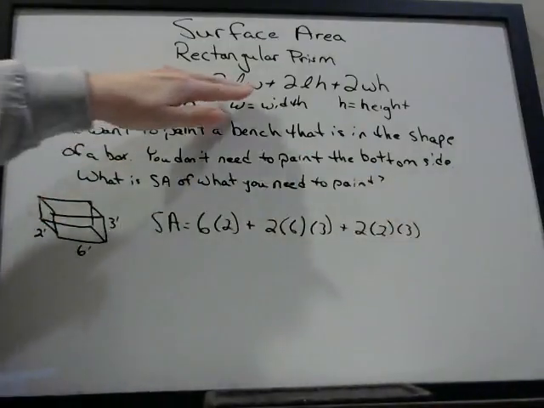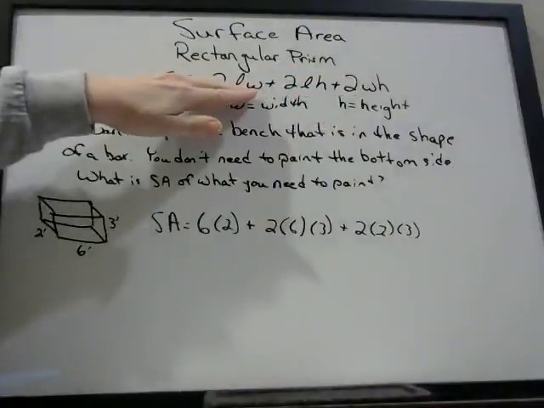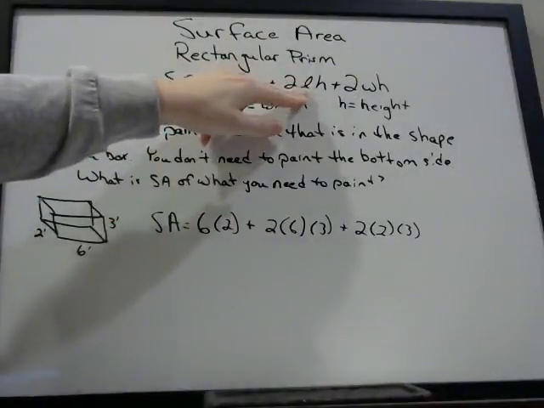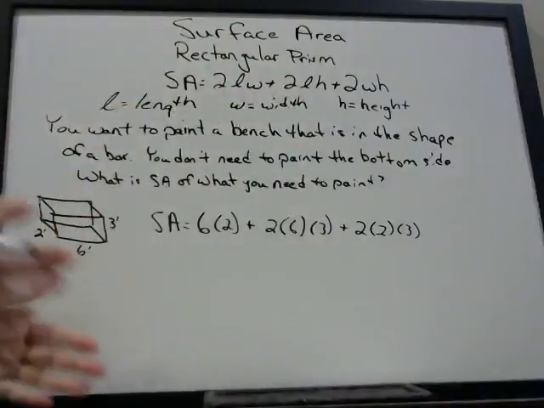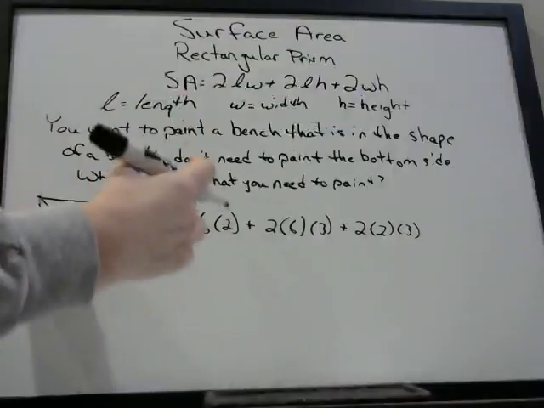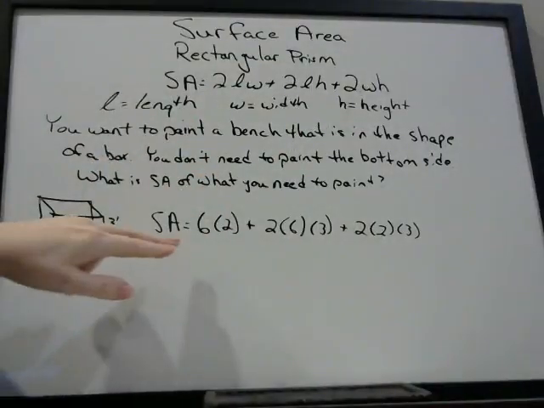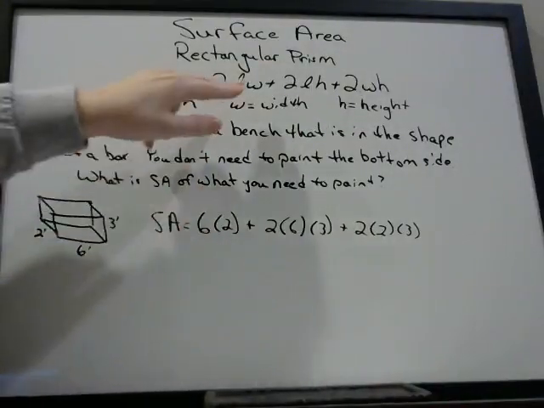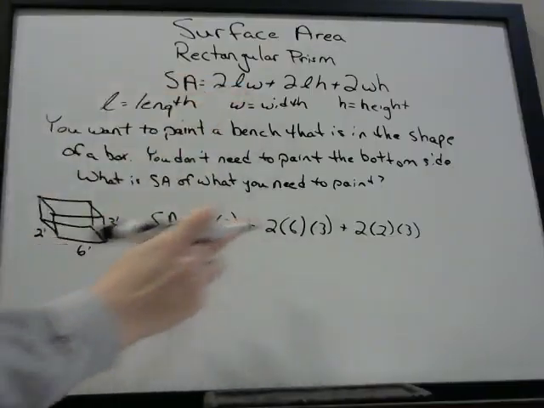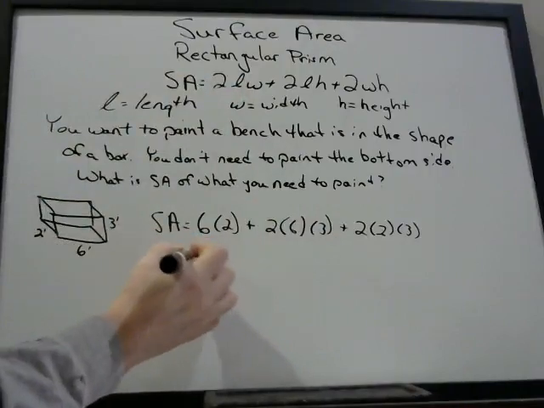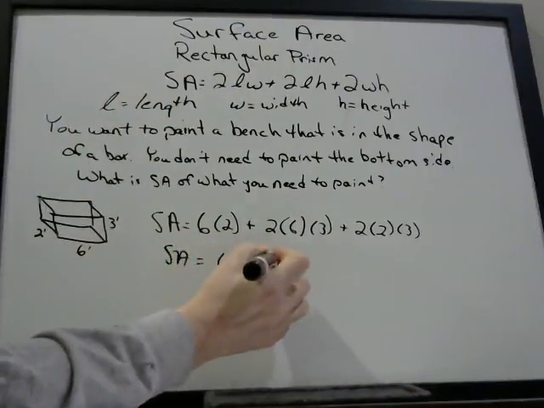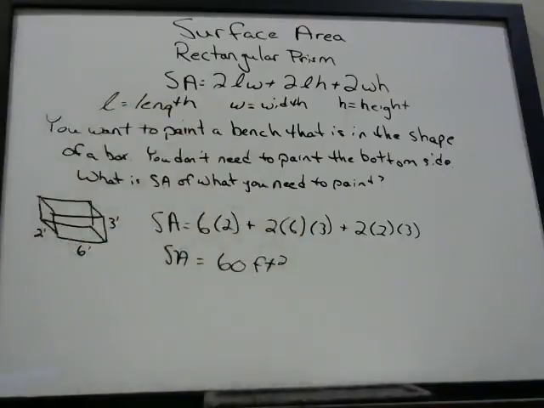So here's where you need to understand what's going on in the formula. The first part is about the top and the bottom faces. The second part is about the front and the back faces. The third part is about the two side faces. And so when we don't need one of those, you need to know which one to take away. And again, if you do all of the math, you will get 60 square feet as the answer to that problem.